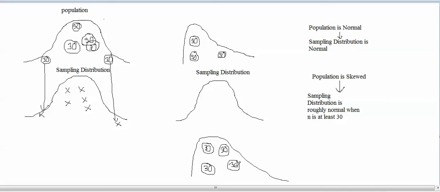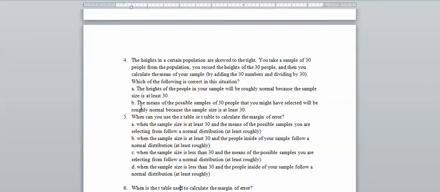For example, this sample of 30 people has its own sample mean. So the means of all of those possible samples follow a normal distribution, at least roughly, because of the sample size of 30. So it's choice B.